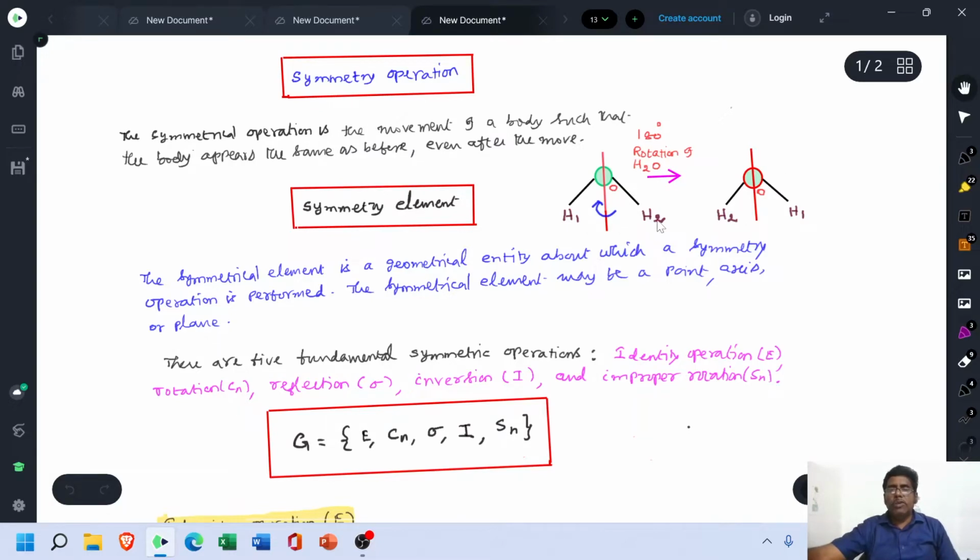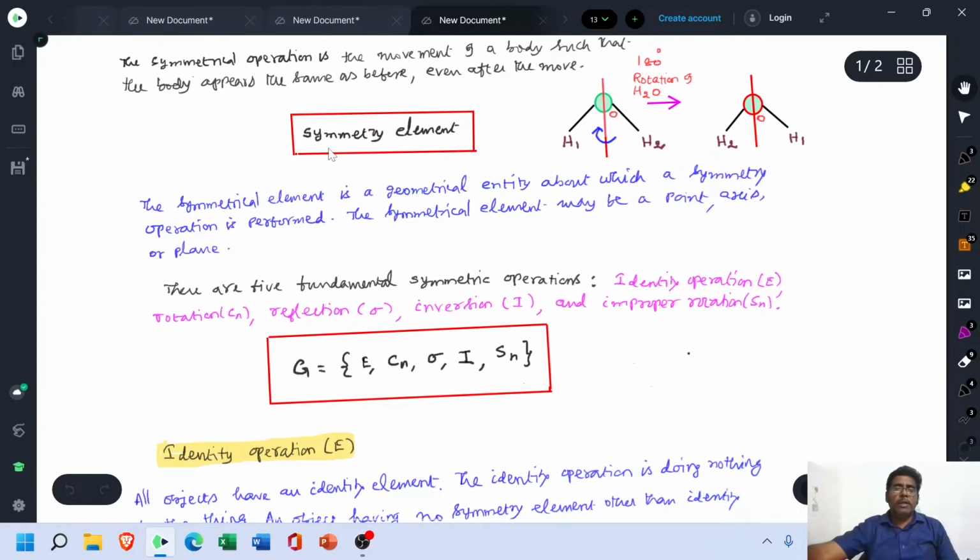Here H1 and H2 are two hydrogen atoms. An axis is passing through the oxygen. If a rotation is made through this axis, the two hydrogen atoms are interchanged in their positions. However, there is no change in the structure of the molecule. The same water molecule is arrived. This is called the rotation symmetry. This operation is called a symmetrical operation.